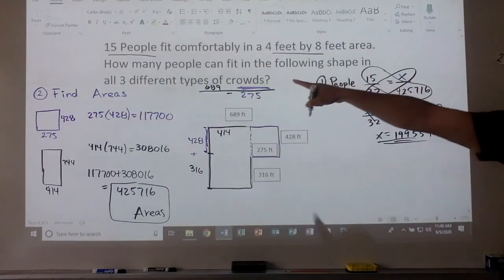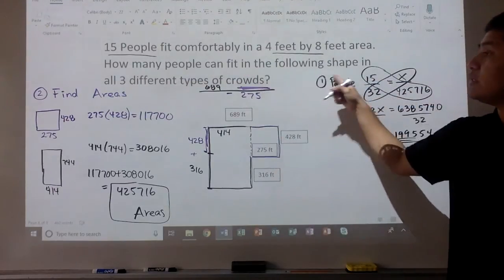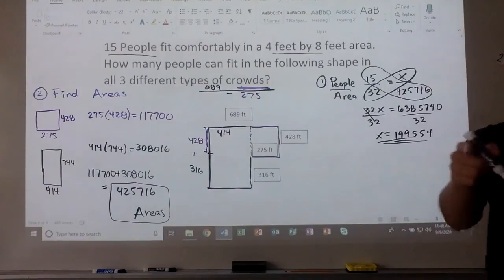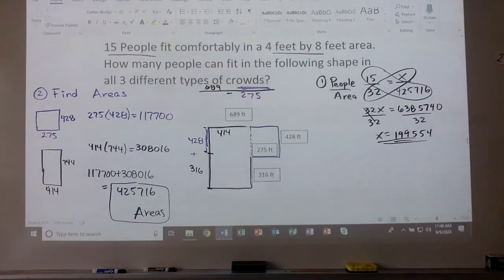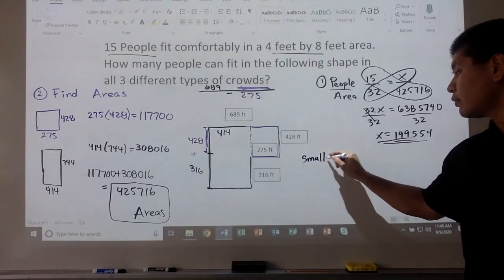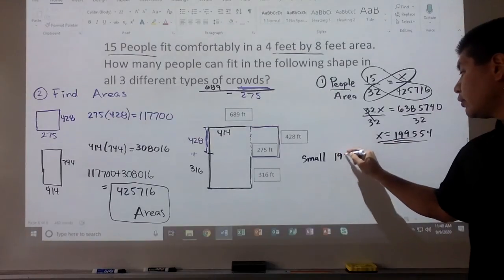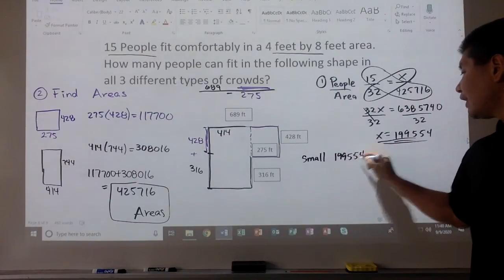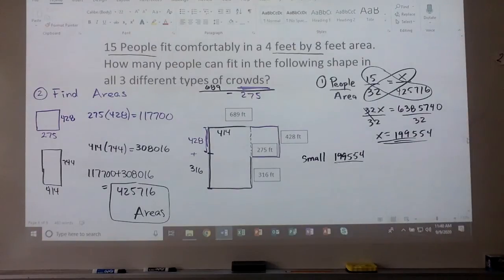But look at the question. It says, how many people fit in the following shape in all 3 different types of crowds? Remember the notes I told you to copy at the beginning? Large, medium, and small. So small, this is how you figure it out. You take the number and divide it by the number that is associated with small crowds. So when it's a small crowd, how many people fit in every square feet? I gave you that note and it's 10. Put it in the calculator and just figure it out.